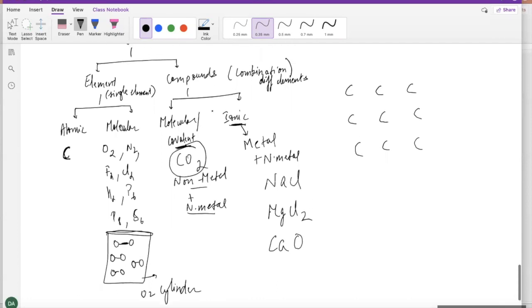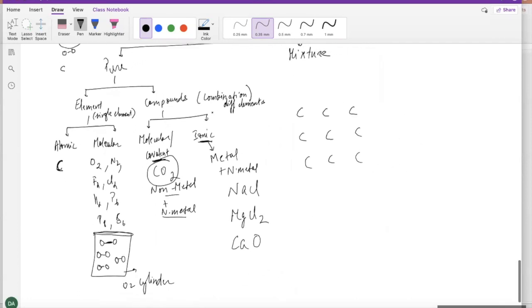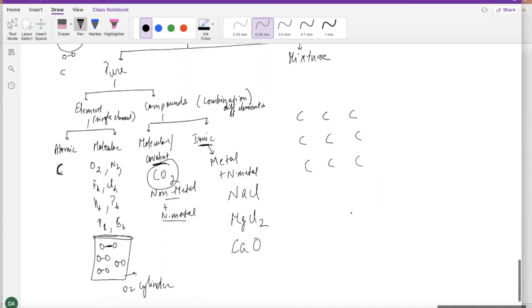So, guys, you're going to be seeing quite a few questions on this on the exam where I'll give you examples and ask you what are they. So, for example, if I ask you NH3, where will you put this? First of all, let's answer the question. NH3 is an element or a compound. It is a compound. Why? Because it's made up of two different elements. It's made up of nitrogen and hydrogen. So it's a compound. It's made by a combination of different elements.